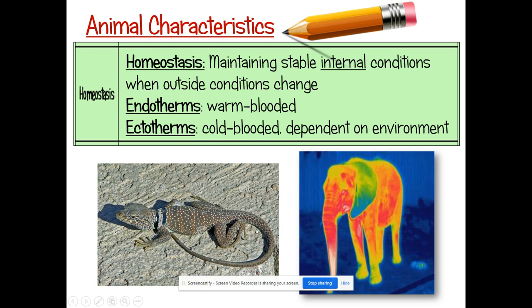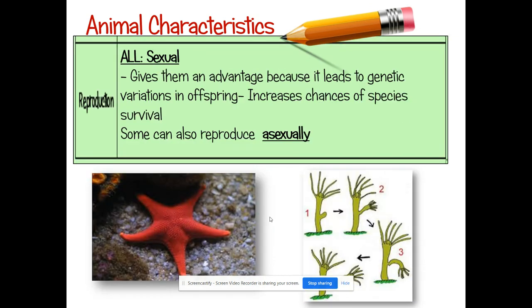So if you have any cold-blooded animals, if anybody has a snake or anything at their house, they know that they have to have a heat lamp, and that's for them to warm themselves up during certain times of the day. All right, reproduction. All animals reproduce sexually.